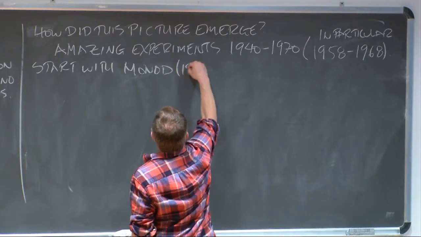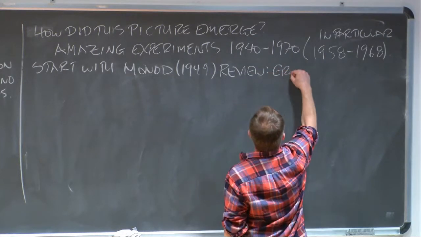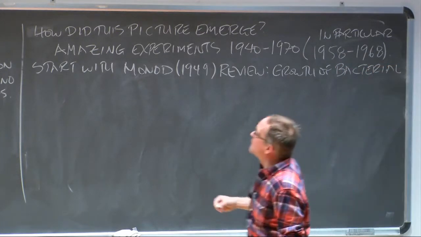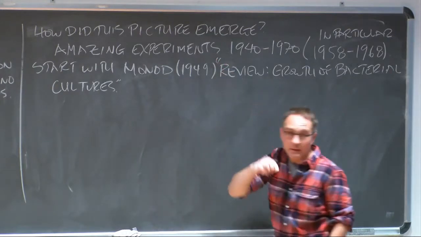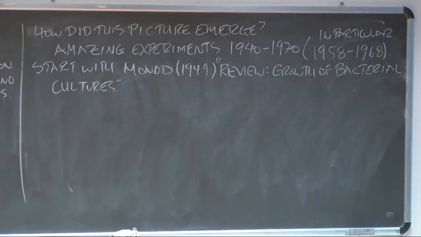We'll start with Monod, 1949, a review called The Growth of Bacterial Cultures. It's 1950, so almost 70 years old. But it has a lot of really great science in it, and it really sets the stage for what we want to talk about. This review came out in 1949. It's largely a review of what Monod did for his PhD thesis work during the war. And it's well worth reading even now. It's posted on the webpage that has the lecture notes and things like that.